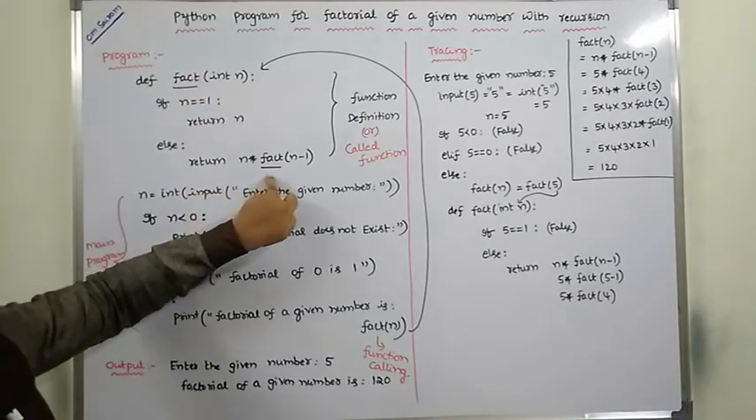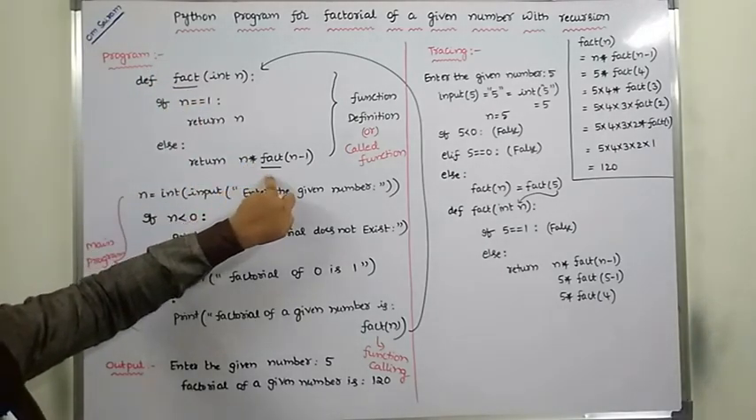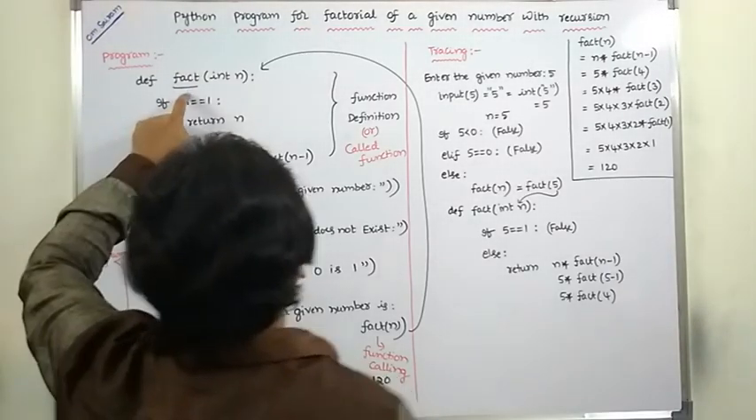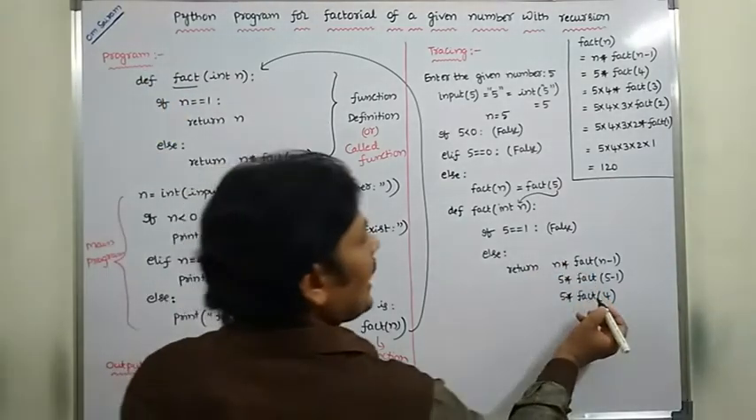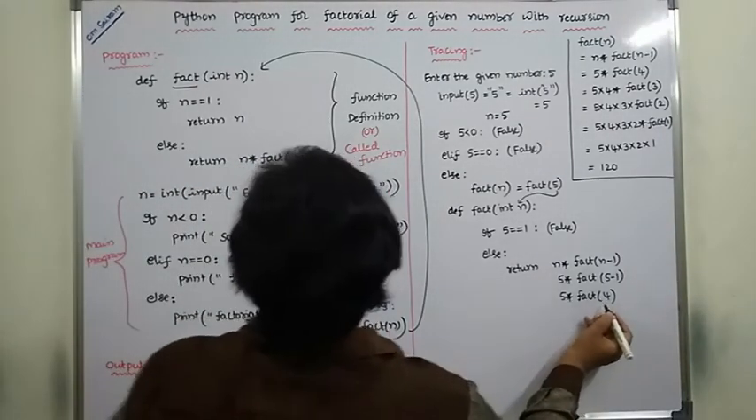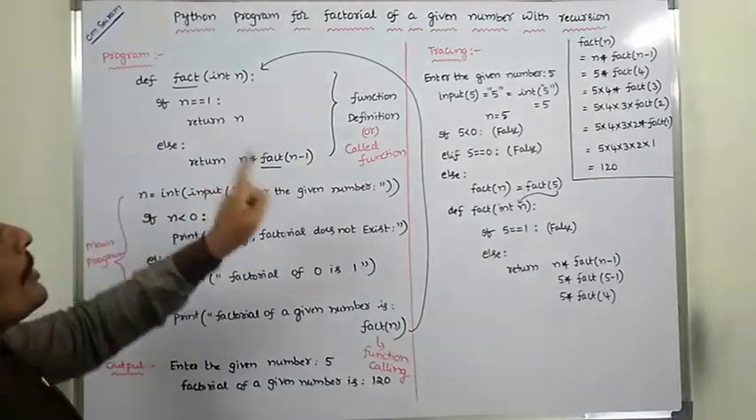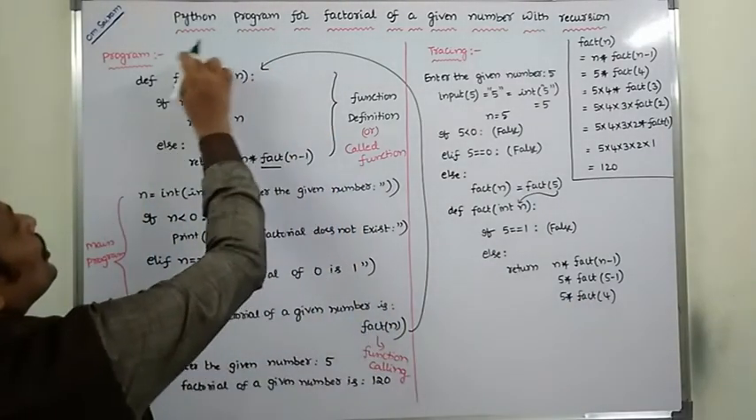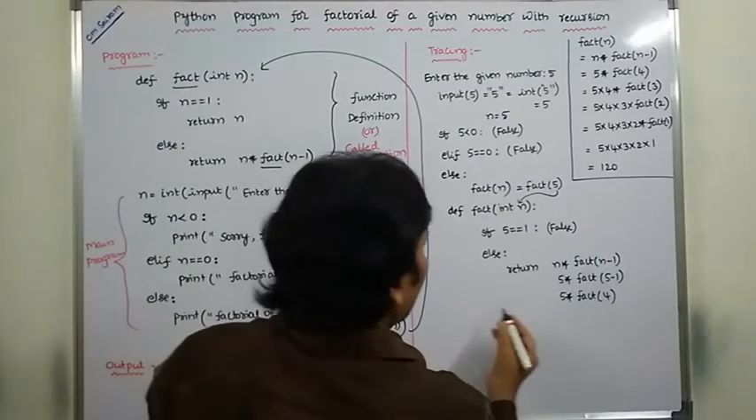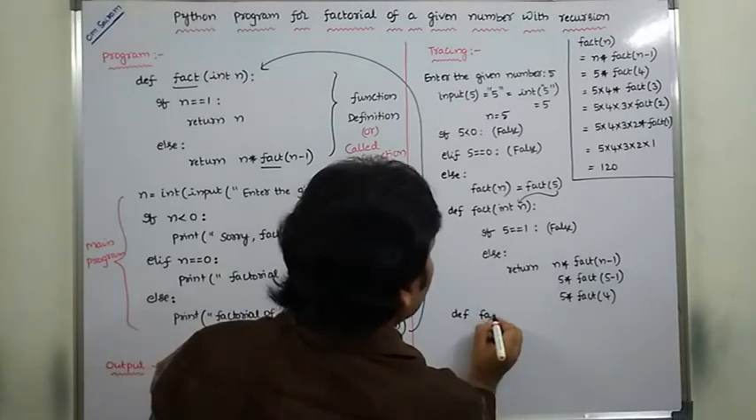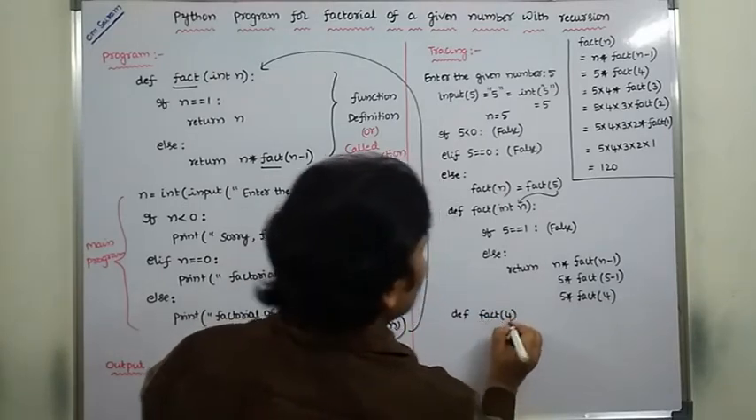Here also the function name is fact. A function called by itself is called recursion. Here, the first time the fact function is called, again the same fact function is called. After completing this iteration, the n value becomes 4. Again the control goes to this one. Next, def fact of 4 is called.